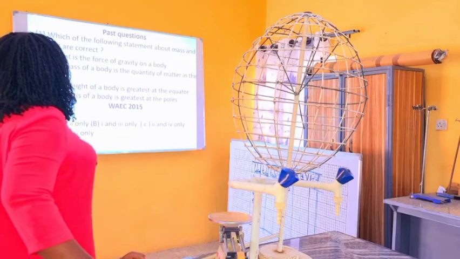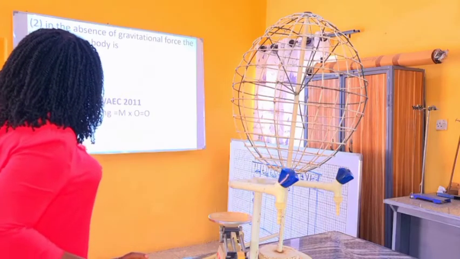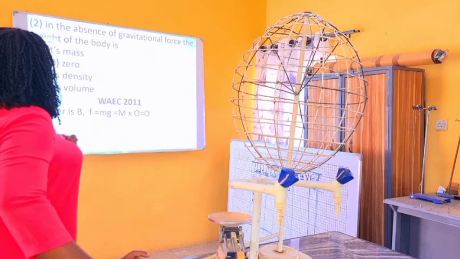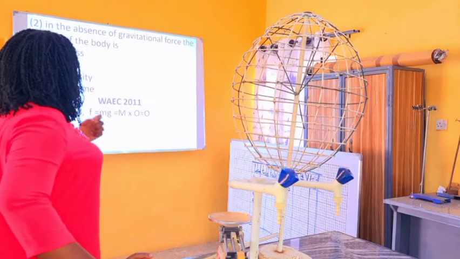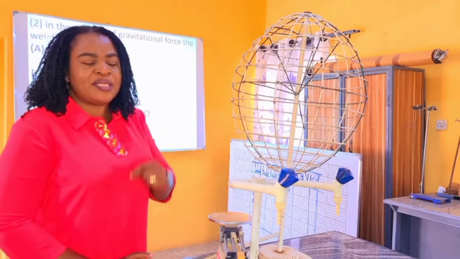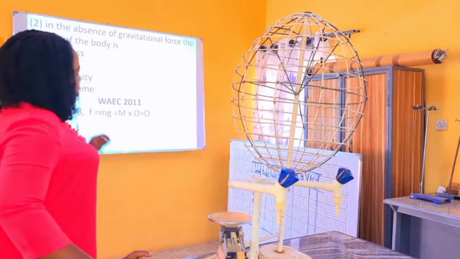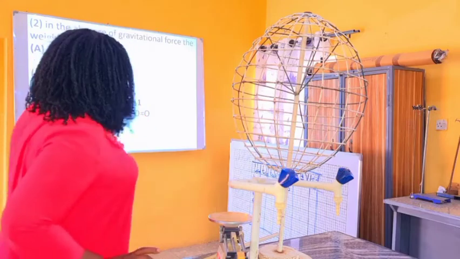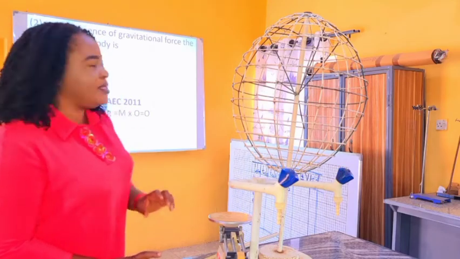We go to question 2. In the absence of gravitational force, the weight of the body is? You know that the weight of the body is dependent on the force, and force is mass times gravity. When gravity is 0, mass times gravity will become 0. So in the absence of the gravitational force, the weight of the body will become 0, not its mass. Mass is independent of the gravitational pull. The answer is 0, not density, not volume.